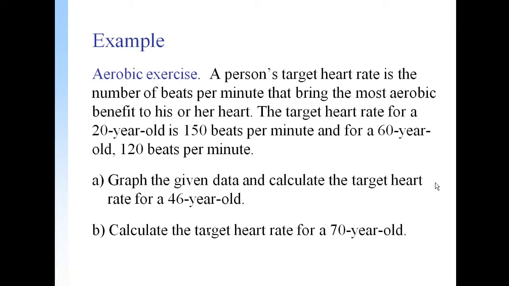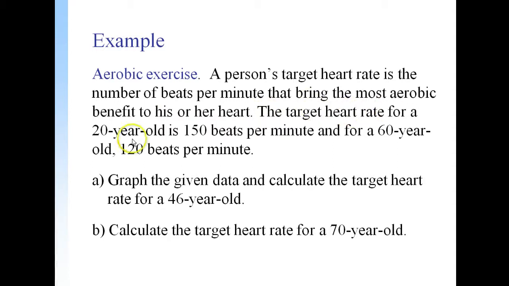So here they're saying that a person, when they do aerobic exercise, and aerobic refers to oxygen getting into your bloodstream, and oxygen is very important for good health, because without it you die. A person's target heart rate is the number of beats per minute that brings the most aerobic benefit to his or her heart.